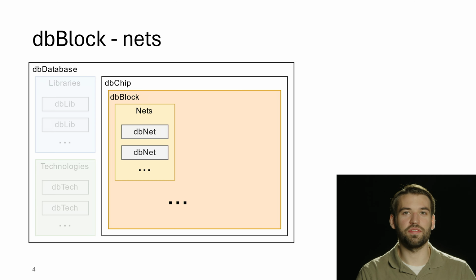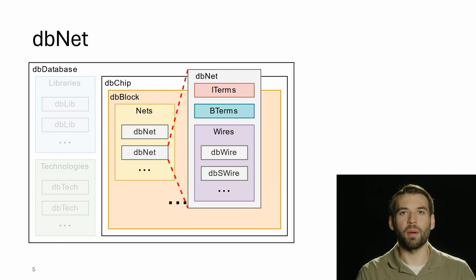The next part is identifying all of the nets in the design. As discussed in the previous lecture, there are many other elements in the DB block, and the nets are one of them. Remember that the nets are just the logical connections between different terminals. Some of these terminals could be from instances, and some of these terminals could be inputs or outputs from the block. So the DBNet has a list of pointers to both the I terms and the B terms it's connected to, if any. It also acts as a container for the physical shapes associated with the net.